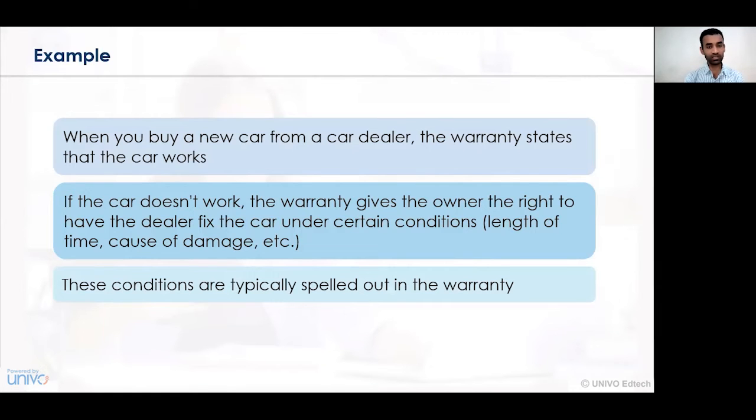The dealer replaces a certain part of that particular car, and accordingly the car starts working again. So the warranty gives the owner the right to have the dealer fix the car under certain conditions, that is the length of time, the cause of damages, and so on. So these conditions are typically spelled out in the warranty contract.